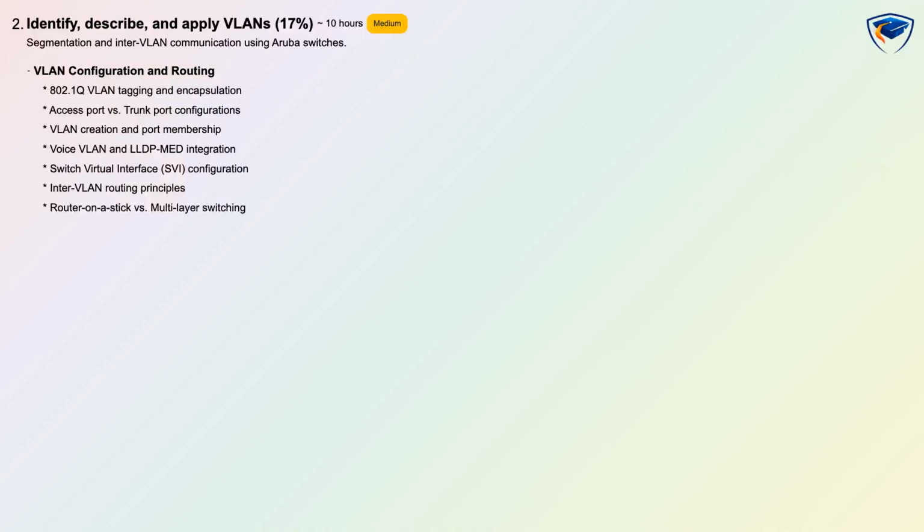Identify, describe, and apply VLANs is weighted 17%, medium difficulty with 10 estimated learning hours and hands-on plus conceptual assessment. You will master 802.1q VLAN tagging and encapsulation, configure access and trunk ports, and create VLAN memberships for segmentation. The domain covers voice VLAN and LLDP MED integration, switch virtual interface configuration, and interVLAN routing concepts including router on a stick versus multi-layer switching for practical deployment scenarios.